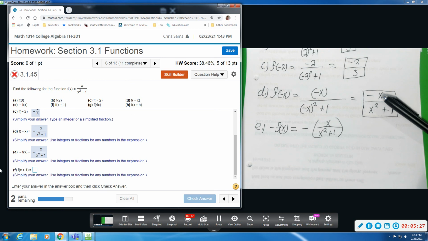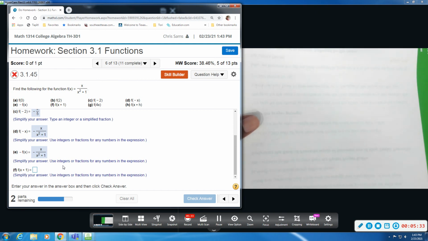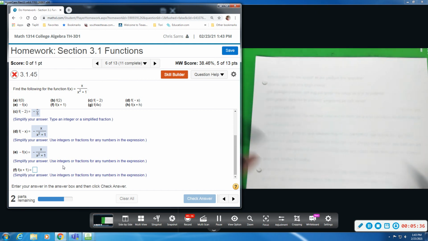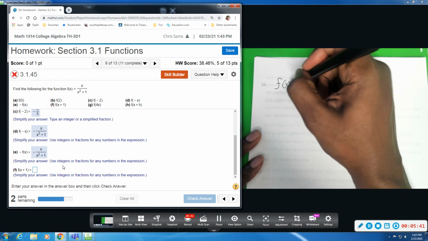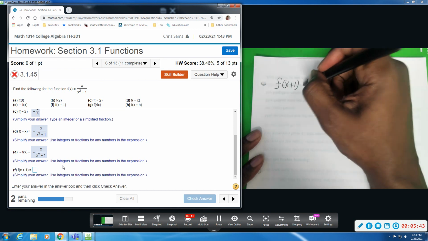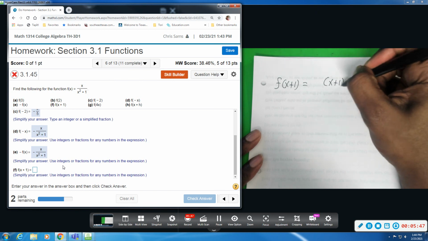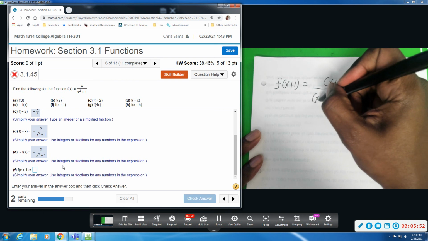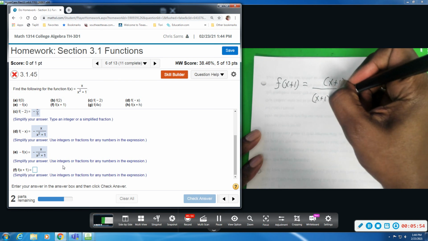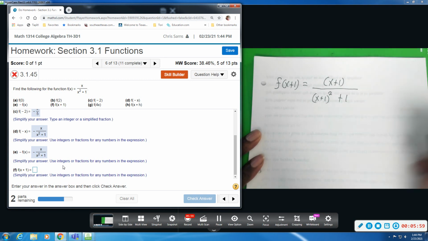Alright, so we've got 3 more. x plus 1 this time. So now we're going to do f of x plus 1. So you're going to replace the top with x plus 1. I know you already have an x there, but you're just replacing it. That's why I put it in parentheses. On the bottom, x plus 1, but this is going to be squared. And then you still have your plus 1 down there from the original.